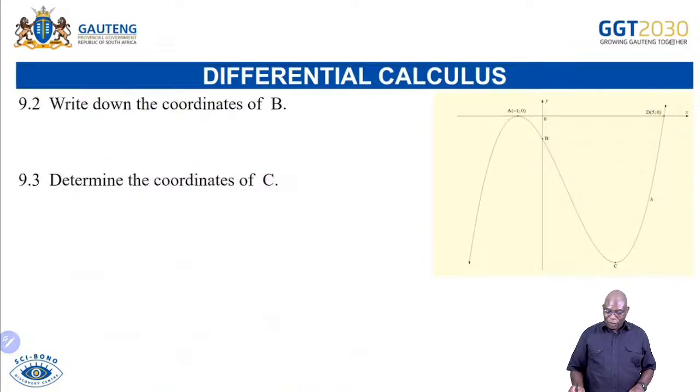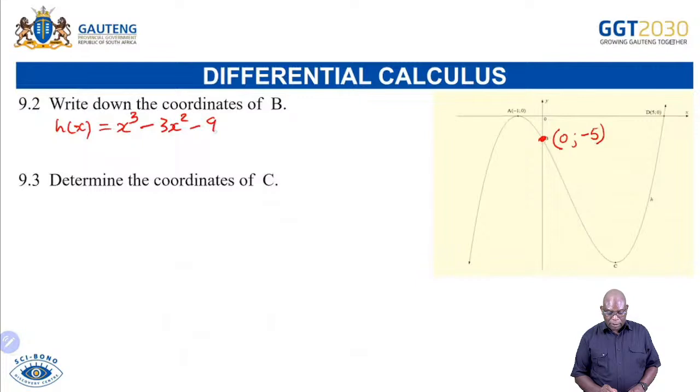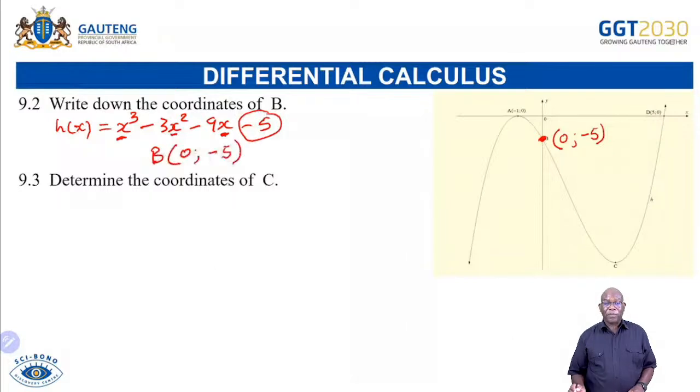Okay, write down the coordinates of B. Already I've got the equation. I know that the x value is 0, and the y value will be -5. Remember the equation there? It was h of x equals x cubed minus 3x squared minus 9x minus 5. So if I put the value of x to be 0 there, the y value will be -5. So the coordinates of B will be 0 for the x and -5 for the y. Okay.